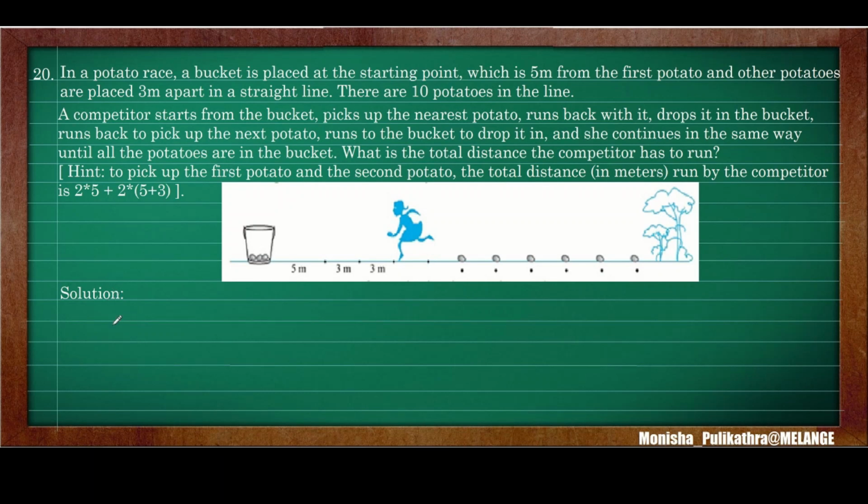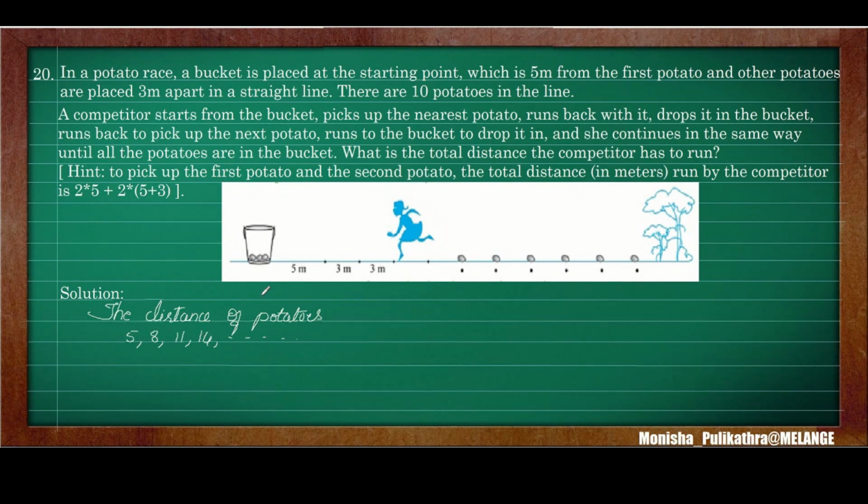So here, the distance of the potatoes. I am considering only one-way running of the competitor. She is running twice, but this time I am considering only one way. Later on I will take it as twice and multiply. The distances of the potatoes are 5, 8, 11, 14, etc.